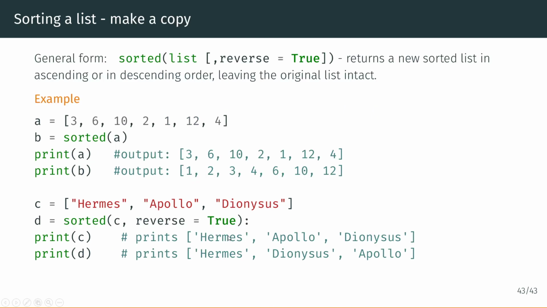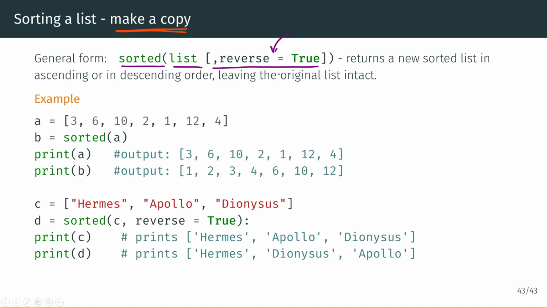There is another way of sorting a list in which you keep the original list intact and make a copy. That does not use the dot operator. It uses a function called sorted. The function takes a list variable, and it also takes an optional argument called reverse, just like before. You may or may not use this argument. If you don't, the default is false. If you use it, you have to specify that reverse is true.